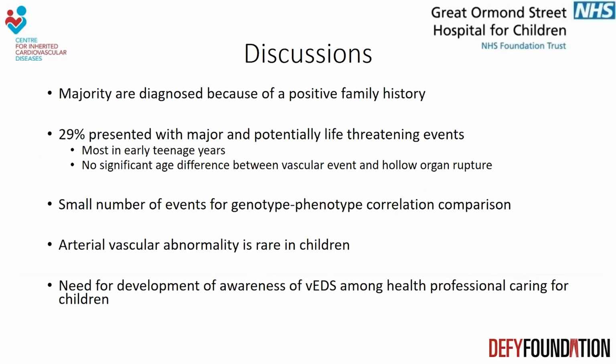So in conclusion, our study shows that majority of the pediatric vascular EDS are diagnosed from known family history. Of those undiagnosed, 29% presented with major and potentially life-threatening event by early teenage years. We were not able to form a true genotype-phenotype correlation in our cohort due to small number of major events. But we noted that glycine substitution is the commonest gene mutation associated with major events. Arterial vascular abnormality is rare in children.